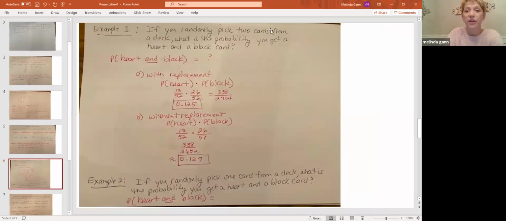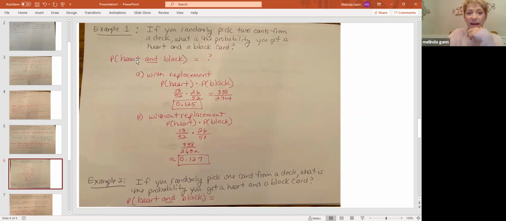Again, we're going to pick 2 cards from the deck. So I'm going to pick 1 card and then I'm going to pick a second card. So I'm not picking them at the same time. I'm picking the first card and then I'm picking the second card. And I want to know, what's the probability that you get a heart and a black card?